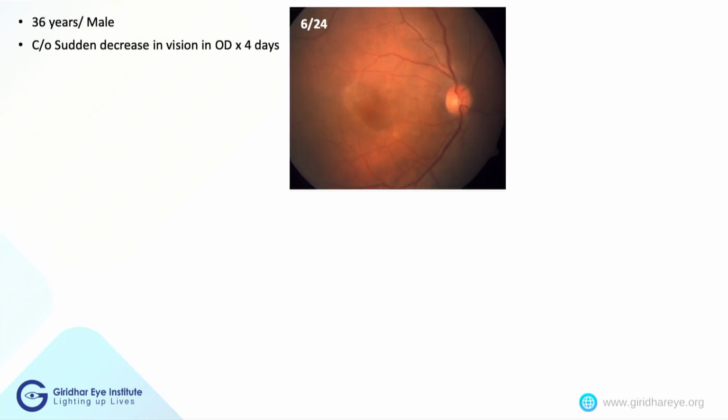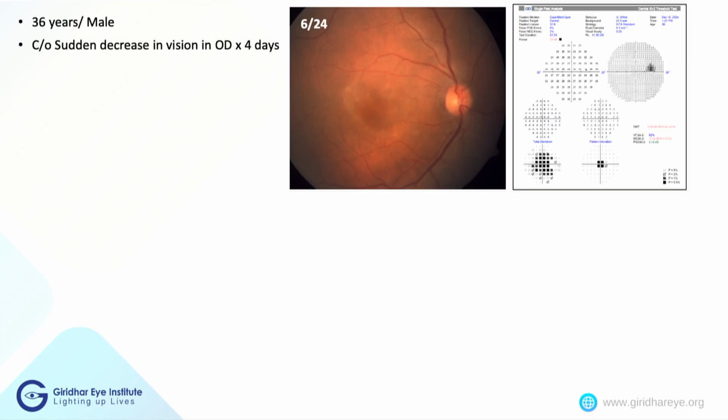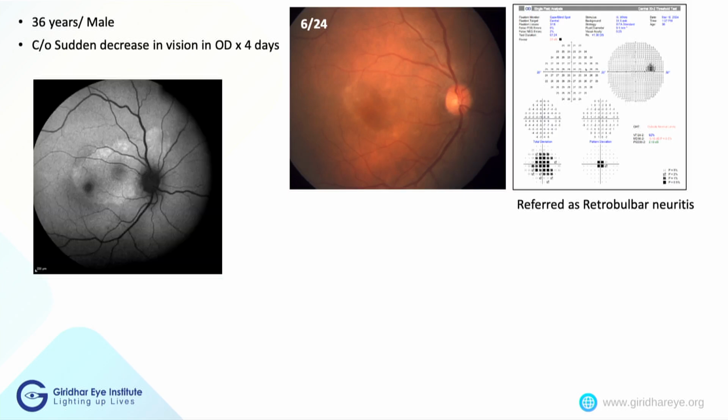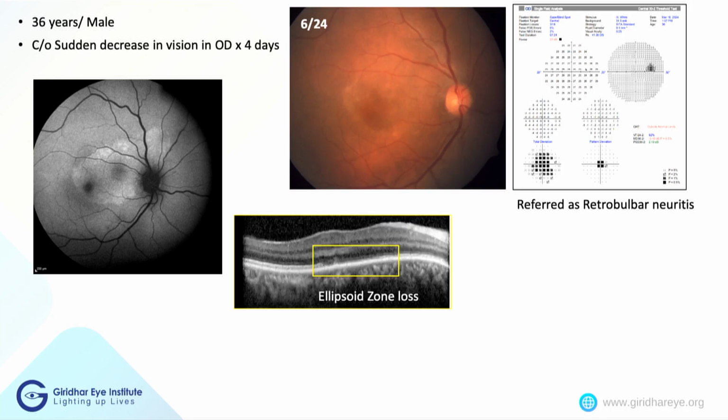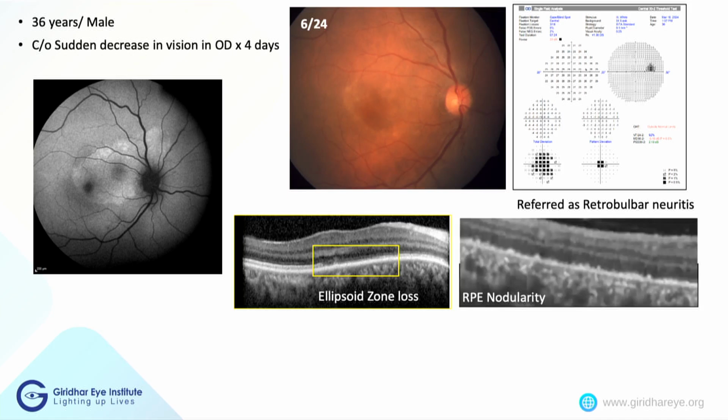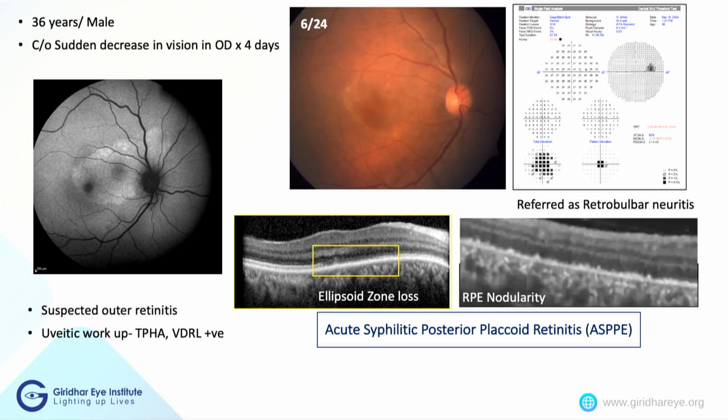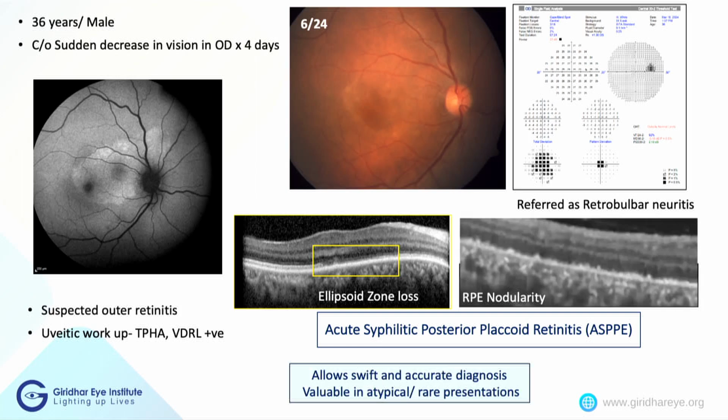So this is a 36-year-old man who came with a decrease in vision. Fundus just showed some vague RP changes, and the person who did a fields test found a central scotoma, and he was referred as retrobulbar neuritis. But the autofluorescence showed a classical hyperautofluorescent lesion with ellipsoid zone loss and outer retinal nodularity. So we suspected outer retinitis. He was positive for TPHA and VDRL. So this is a case of acute syphilitic posterior placoid retinitis, and this is one situation where multimodal imaging is a must for diagnosis. Many situations we do imaging more for documentation, but here it is absolutely necessary for diagnosis.